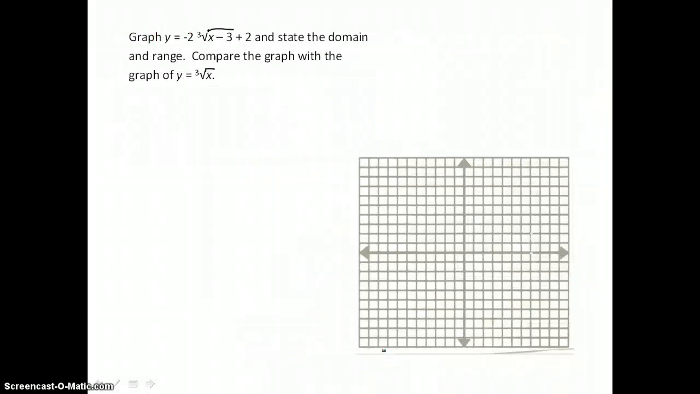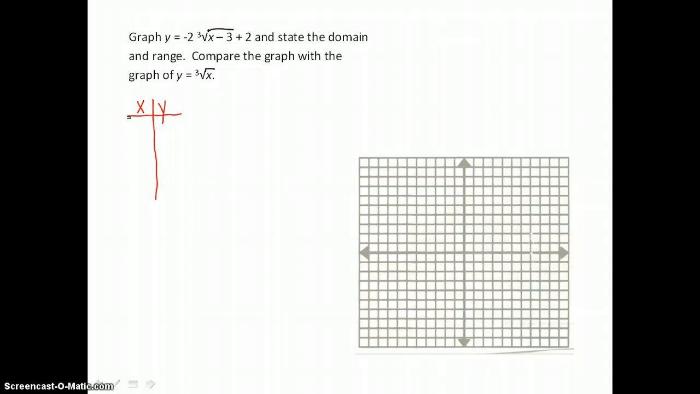Okay, in our final graph, we're going to graph a cube root function, y equals negative 2 times the cube root of x minus 3 plus 2, and state the domain and range. Then we're going to compare the graph with the graph of the parent cube root function. So let's make our table of values. And let's choose those x values carefully.